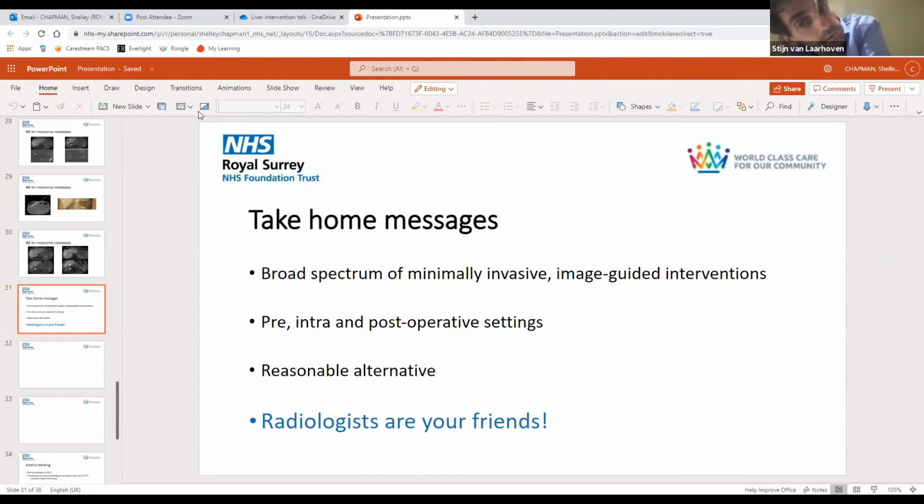Excellent. For starters, I'm just triggered by the take-home message: radiologists are your friends. So my question: how often are you being treated like people are not your friends, some sort of unfamiliarity with your profession? Shelley, you go first on this one.